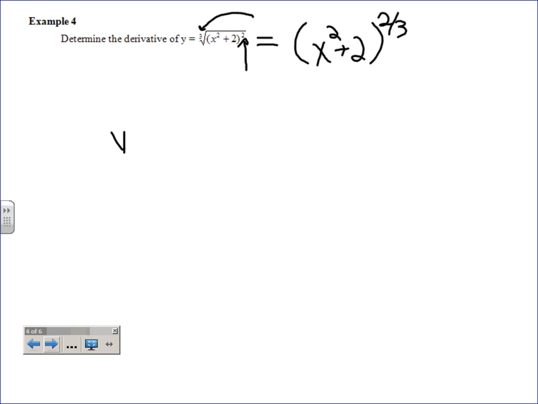So y prime equals, what should I write down first? 2/3, very good. Because you're supposed to take that 2/3 times whatever's out front, which is very commonly 1, but not all the time.